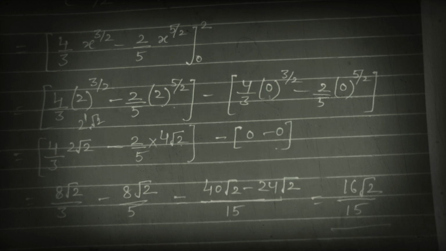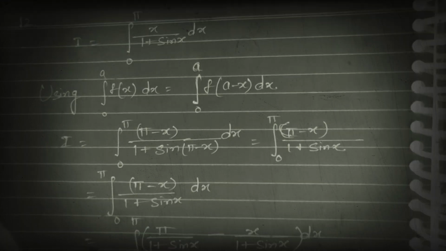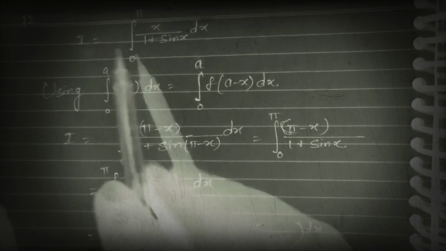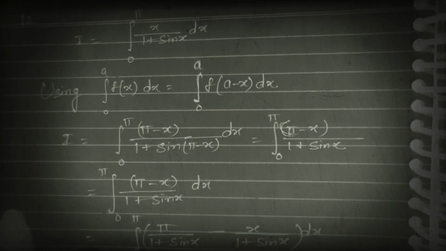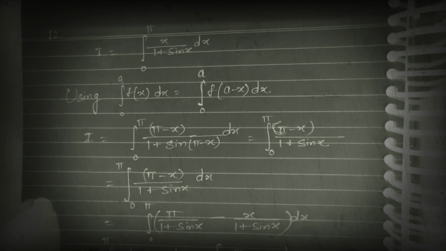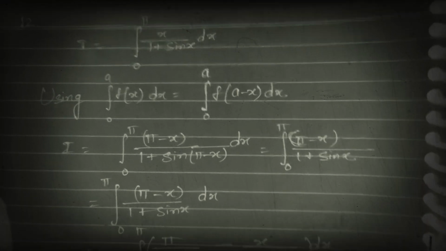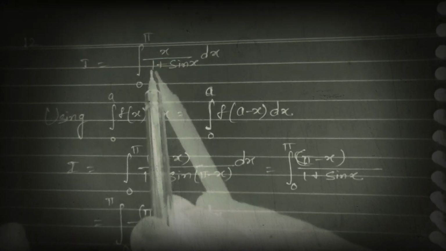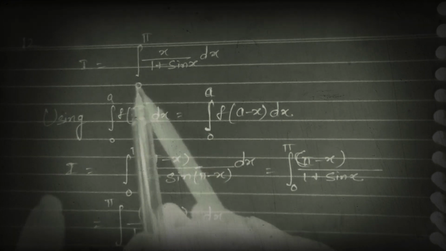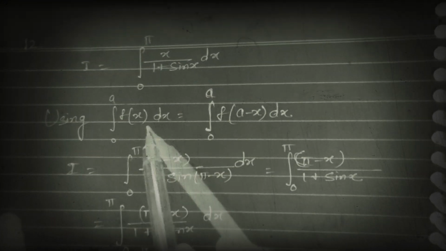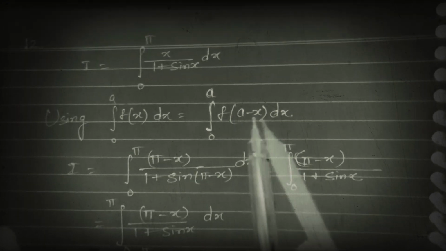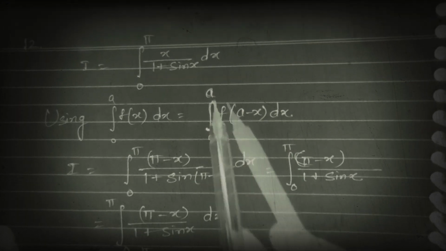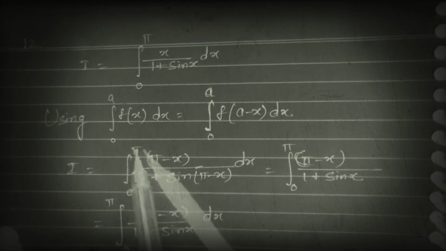This is the answer. Now come to question number 12. This is x upon 1 plus sin x. We have to find the integration of this and the limit is 0 to pi. So here we will use the same property, integral from 0 to a of f(x) dx. The limit is 0 to a. Then we will replace x by a minus x. Here the limit is 0 to pi.